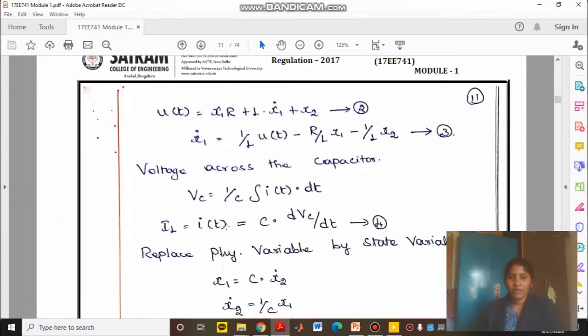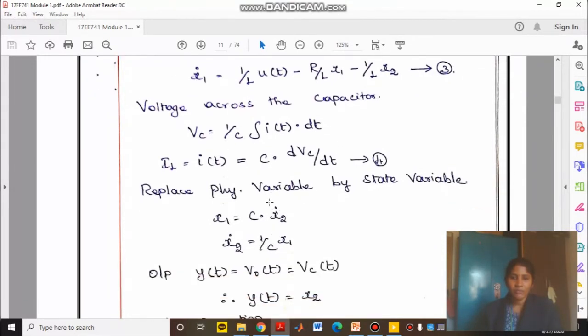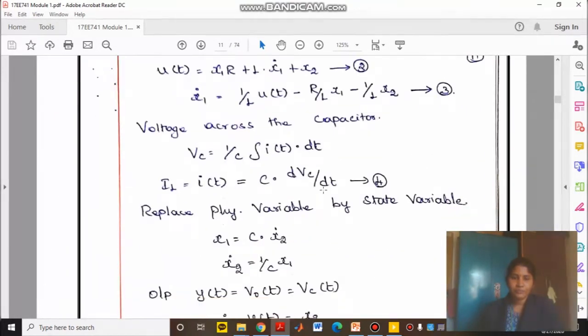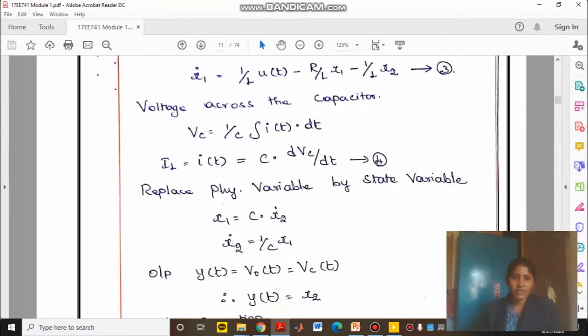Replace all the physical variables. Here the physical variable is I of t, and dVc by dt is also a physical variable. When you replace these physical variables in terms of state variables, you will get x1. So I of t is nothing but x1. C, what is dVc by dt? dVc by dt is nothing but x2 dot. So you replace dVc by dt as x2 dot. From this equation you can write x2 dot is equal to 1 by C x1.